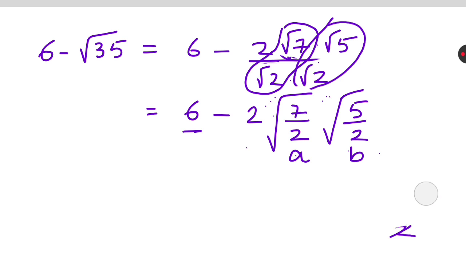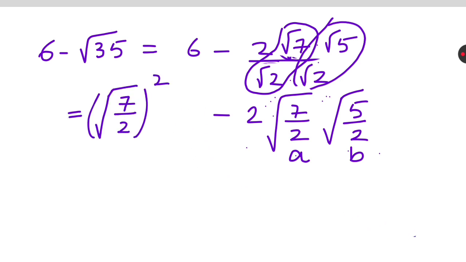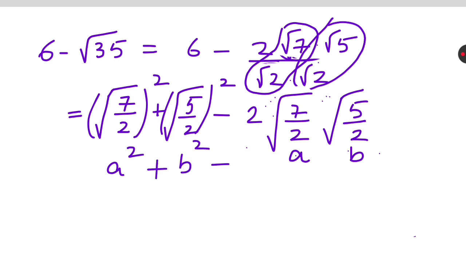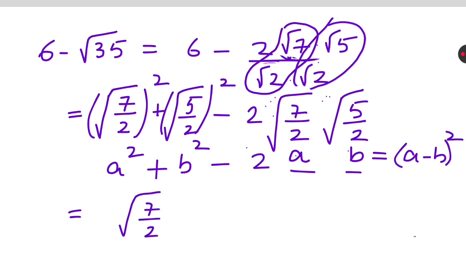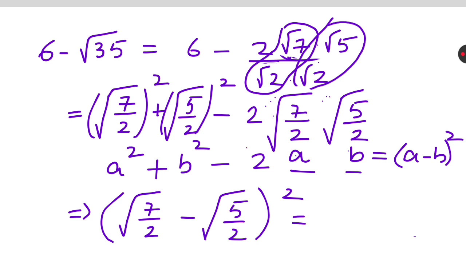So instead of 6, we can write this as (square root of 7 over 2) power 2 plus (square root of 5 over 2) power 2. So we converted in the form of a power 2 plus b power 2 minus 2ab. So we can write this as a minus b whole square. So our a value is square root of 7 over 2 minus our b value square root of 5 over 2, whole square. So this is the value for 6 minus square root of 35.